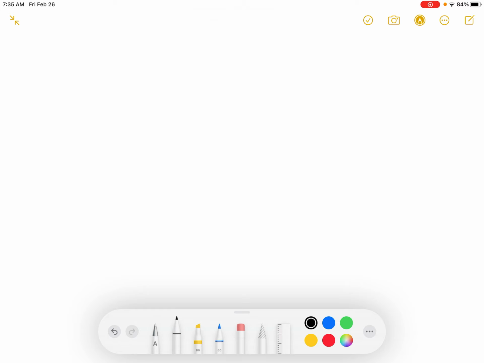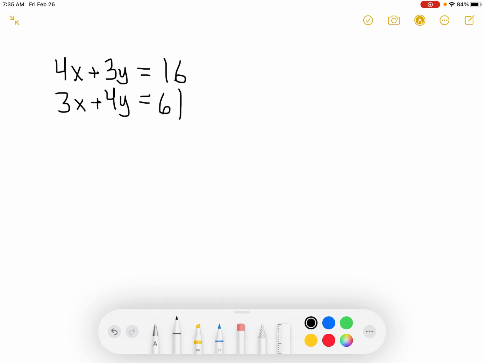Let's look at an example. Let's say we had 4x plus 3y equals 16, and that was our first equation. The next one is 3x plus 4y equals 61. I don't know, that's just random. I thought I'd switch the numbers. So we could plot these on a graph if we wanted to.